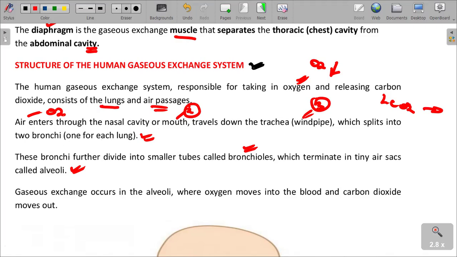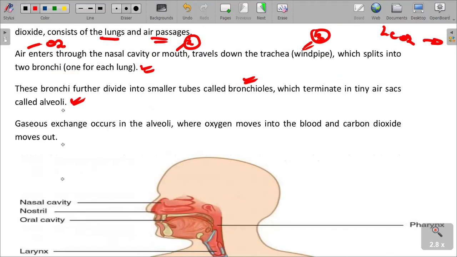So the system is responsible for taking in oxygen and releasing carbon dioxide. The lungs have air passages, the bronchi, which divide into small bronchioles and terminate as tiny air sacs called the alveoli. Now, gaseous exchange occurs in the alveoli. This is the location where oxygen moves into the blood.